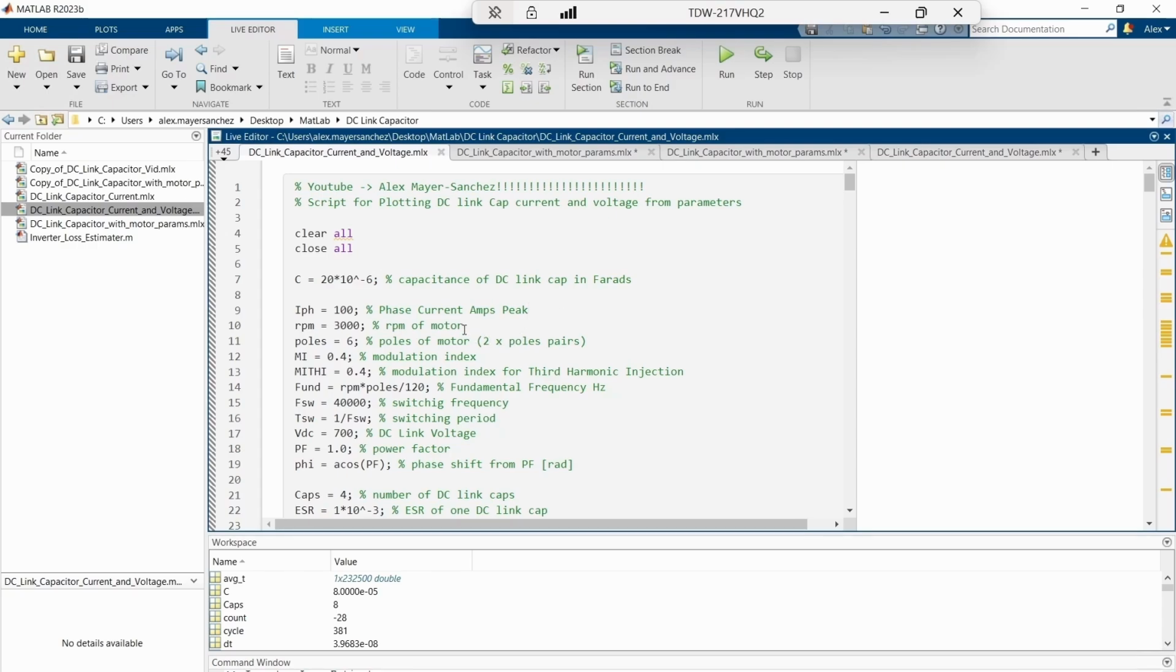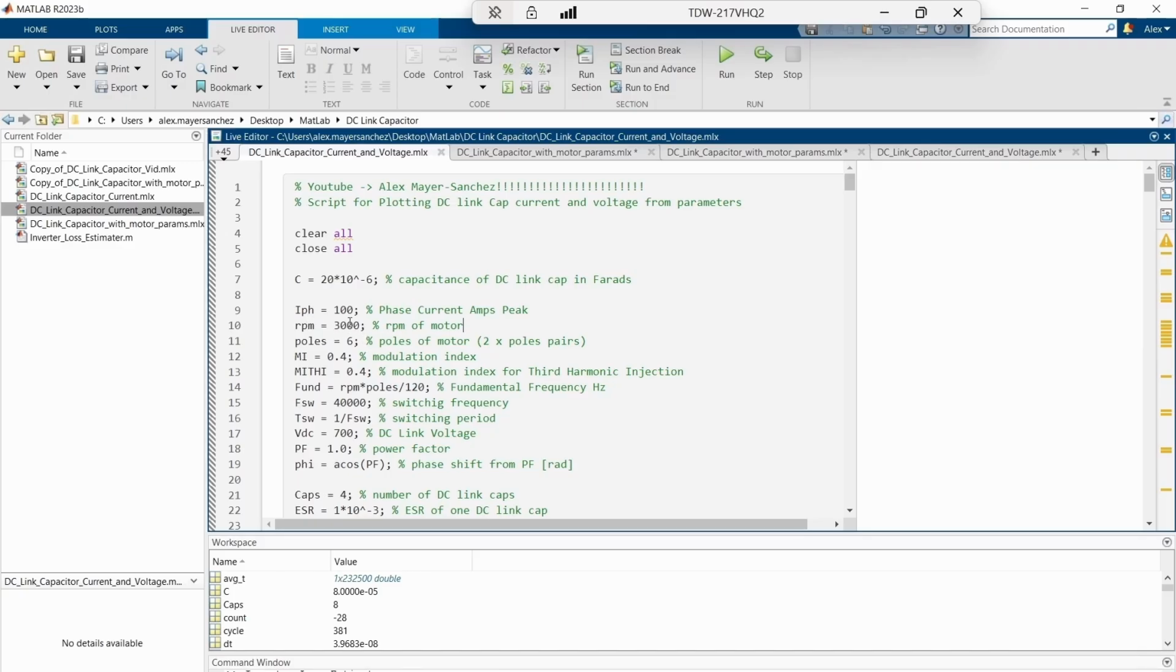This is going to be RPM if you are driving a motor as a load, and then this is going to be the poles of the motor. Basically the fundamental frequency, the electrical frequency of your 3-phase load, is going to be the RPM of the motor times the number of poles, not pole pairs, number of poles, divided by 120, and that's converting from RPM to Hertz electrical. But if you don't want to use this script for a motor, you can just put in whatever value you want right here for the fundamental.